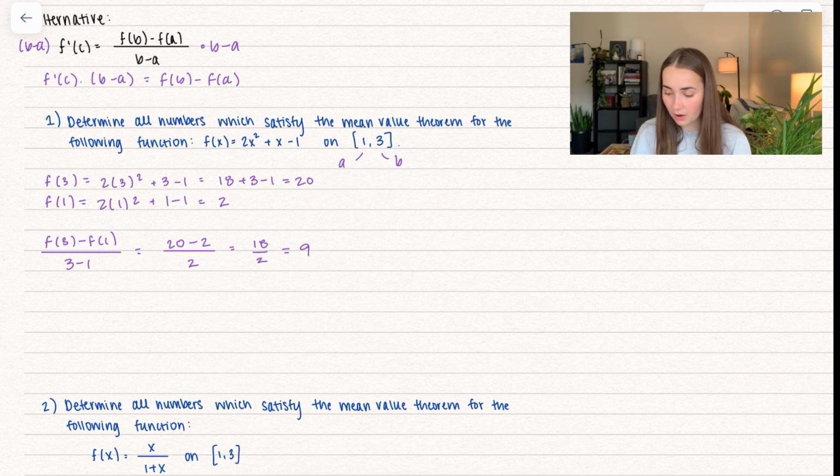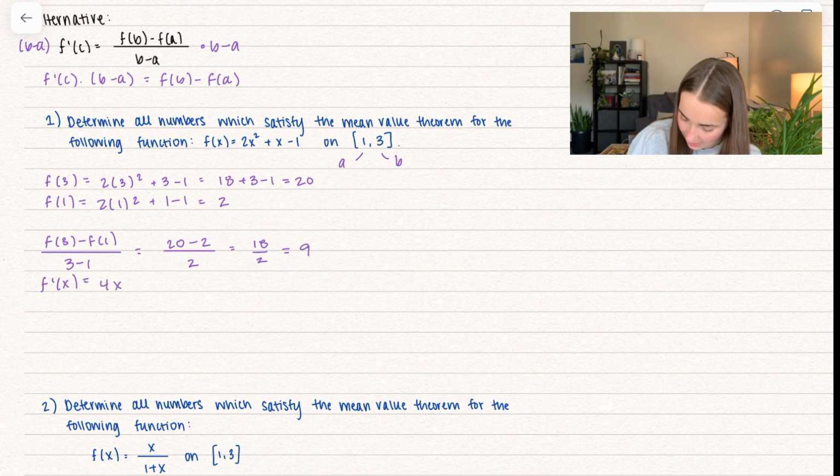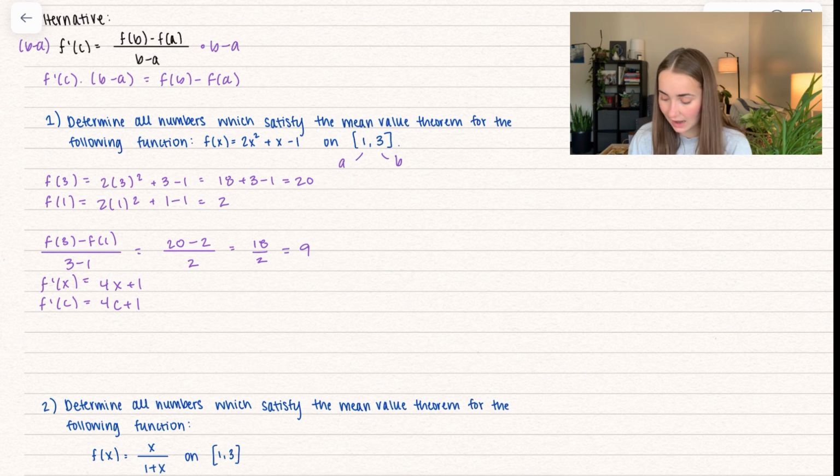And remember, the other part is that we have to find the derivative. So let's go ahead and calculate the derivative now. We have f prime of x is going to be equal to, and we take the derivative, 4x plus 1. Now remember, we're trying to find all the c values, which means I have f prime of c, and this equals 4c plus 1. I just went ahead and replaced my input, right? So what I want to do now is I want to set these two parts equal to each other. We have f prime of c, and we also have f of b minus f of a over b minus a. So what we do is we set these equal.